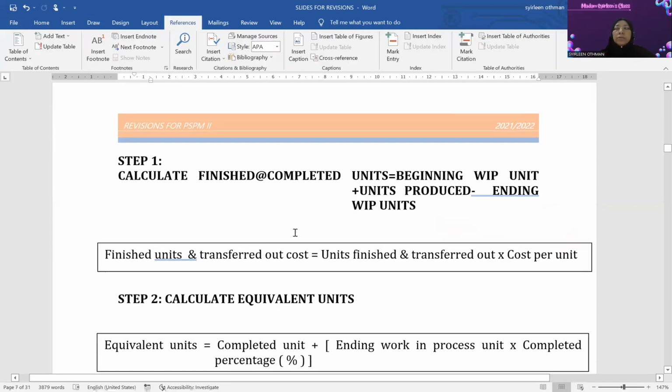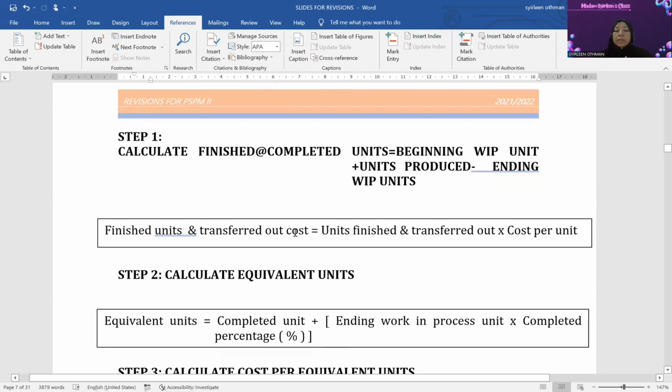Okay, this is what you need to know before we are able to calculate the items. Sebab kalau kita just hafal the production cost report, if let's say you forgot one or two items in the table, you're going to be in very big trouble because you cannot complete the whole table. So kita kena faham juga apa yang sebenarnya kita kira. Okay, so step 1, you need to calculate the finished or the completed units. What do finished and completed units consist of?